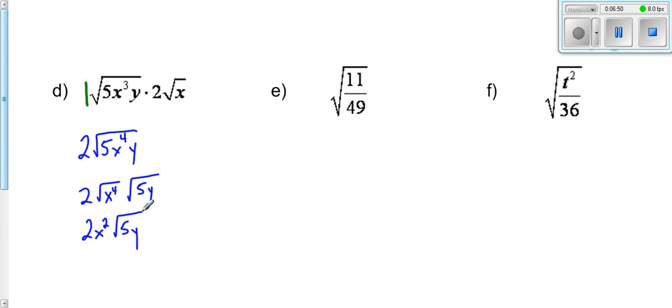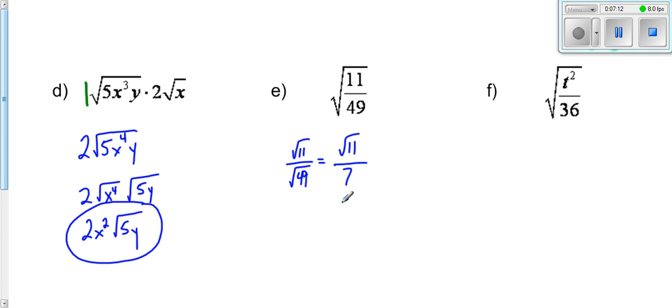And that is simplified. We have a fraction we can break up into the square root of the numerator over the square root of the denominator. Square root of 11 cannot be broken up. There's no perfect square factor other than one that goes into 11 evenly. The square root of 49 is 7. That's done.